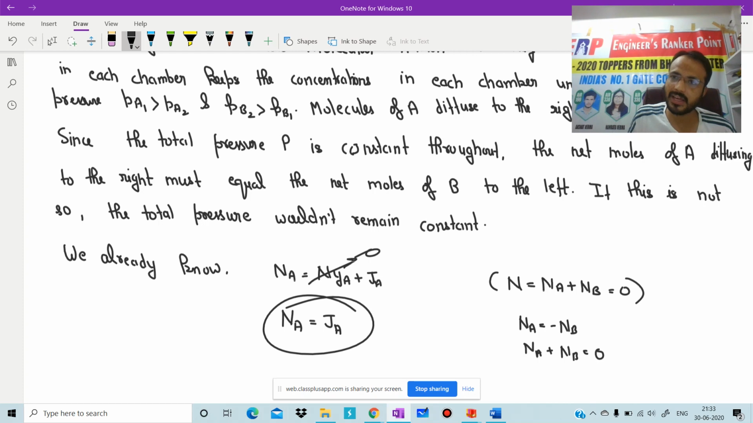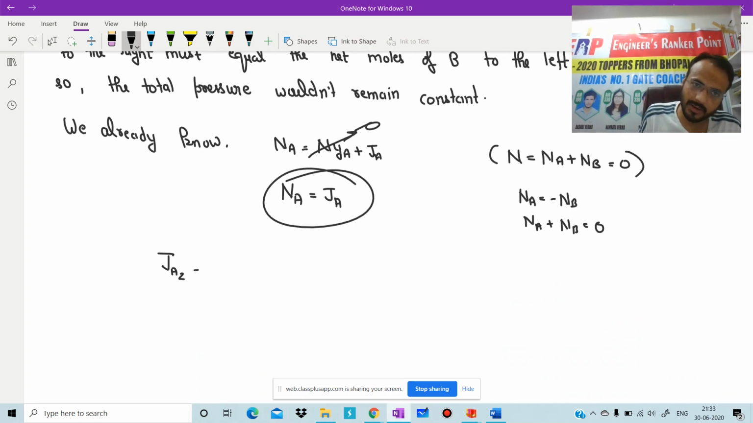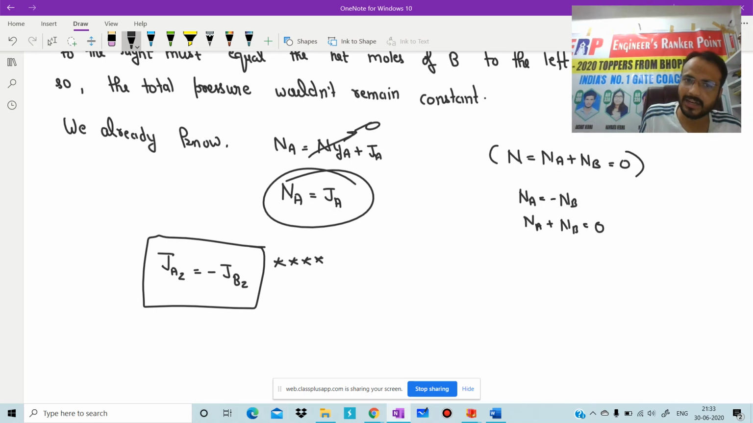In a similar way, we can also define NB is equal to N into YB plus JB. I hope there should be no doubt. From the above conclusion, we can write one more thing, that is JAZ should be equal to minus of JBZ. Remember this result also. Again, it is an important result. I hope there should be no doubt up to this point. And with the help of this result, we are going to define one more result. Is it clear?